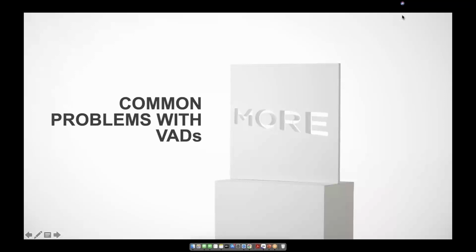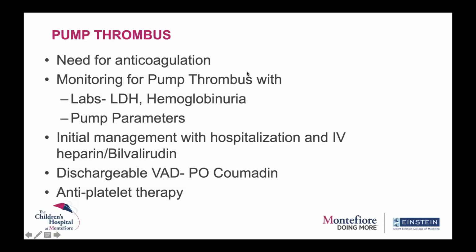So let's discuss some common problems, or common complications, that we see with VADs. The first and foremost is pump thrombus. As you can imagine, it is a machine that sits inside or outside the heart where the blood comes in contact with it, so the blood has a tendency to clot. Because we want to prevent that, patients who get VADs are often on anticoagulation or blood thinners. We have to monitor these patients very closely for any pump thrombus, by monitoring their labs, their blood work, or looking at their pump parameters. So we look at a lot of metrics like their power, their rotations per minute, and the flow that they're giving. Those things we look at very closely to monitor for any pump thrombus.